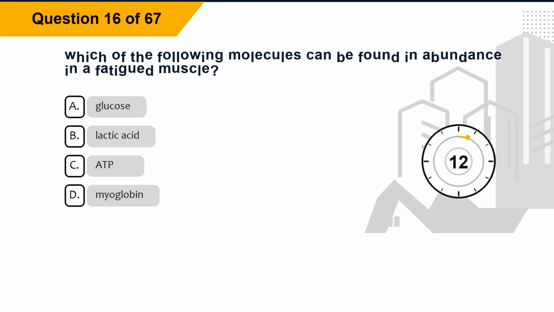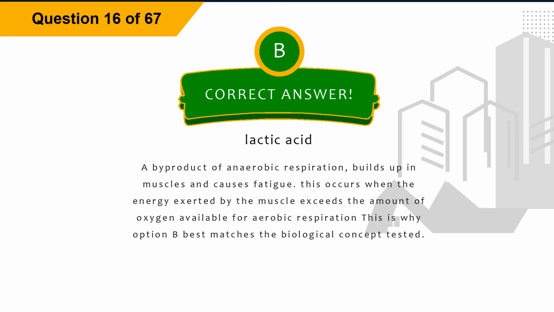Question 16. Which of the following molecules can be found in abundance in a fatigued muscle? Option A, glucose. Option B, lactic acid. Option C, ATP. Option D, myoglobin. The correct answer is option B, lactic acid.